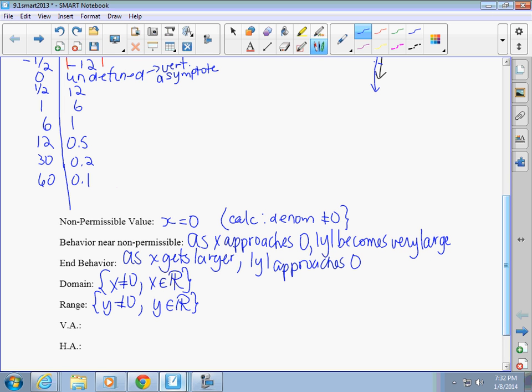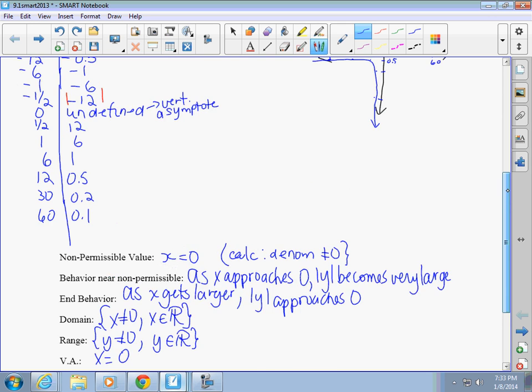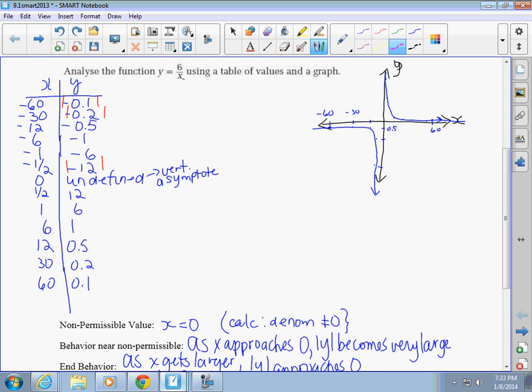My vertical asymptote, well, that was where my graph was undefined. When I substituted an x in, what was my y value? So when I substituted 0 in for my x, and I hit an undefined, then I have a vertical asymptote, wherever that undefined is. The way I find it is by putting x not equal to 0 in the denominator. So my vertical asymptote in this case would be here at x equals 0.